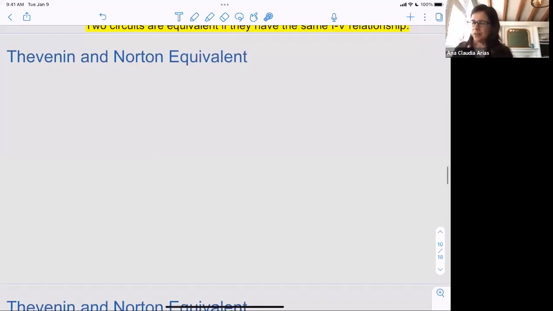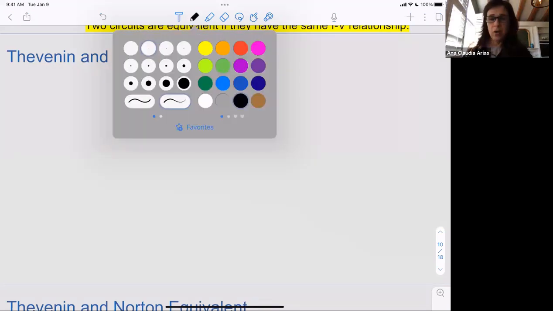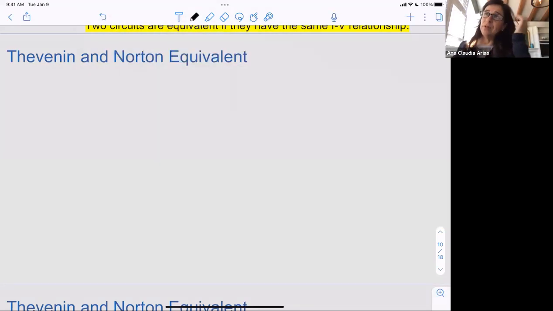Now, there is a method that you can use to come up with these equivalences. And it's really a methodology that if you follow, you can really simplify your life. And okay, so they're called here the Thevenin and the Norton equivalent. And what's the goal?